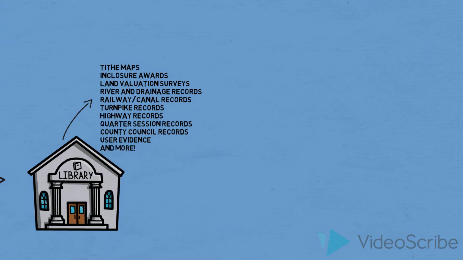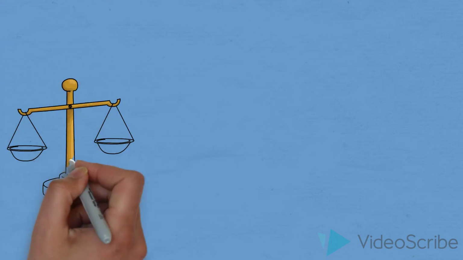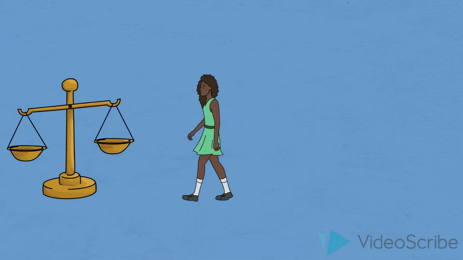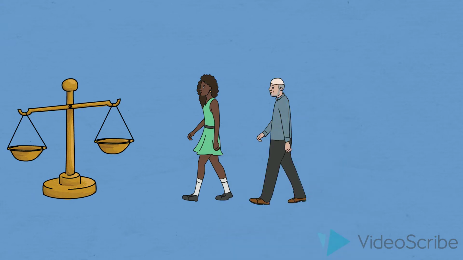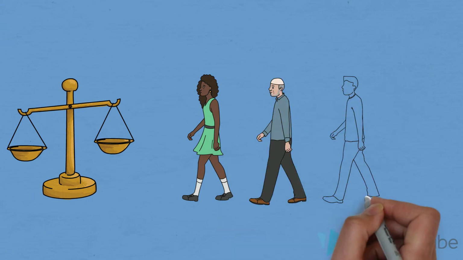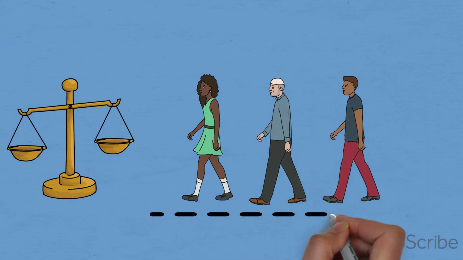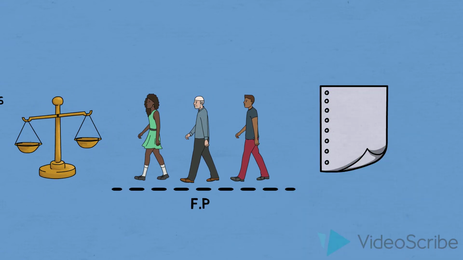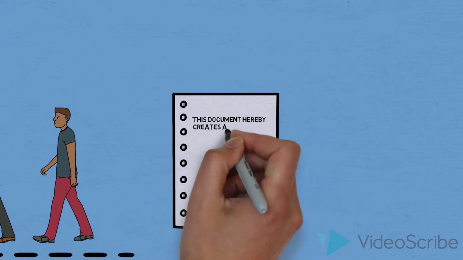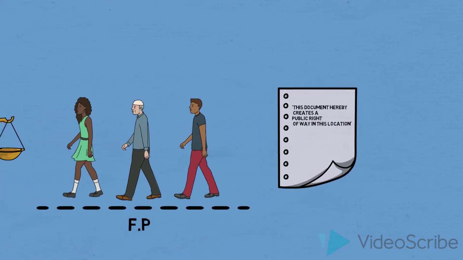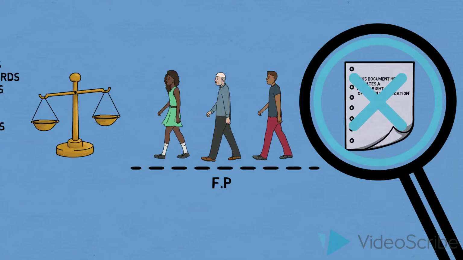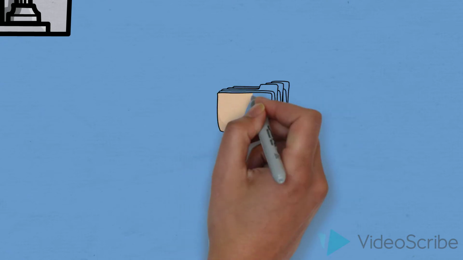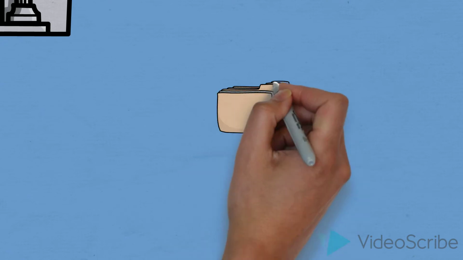So what does this robust evidence look like? Well, first we have to understand something about common law. Most public rights of way were created by common law through the principle of once a highway, always a highway. If enough people walked a route, then that route became accepted as a public right of way. So, we're not going to find official documents that state, this document hereby creates a public right of way in this location. Instead, we must search for documents that explicitly mention or deal with the right of way in question.